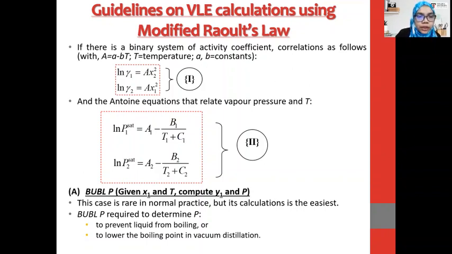Okay, we first move to the bubble P. So we need to find the P here, and the given is the composition in the liquid phase. The main purpose of solving the bubble P is to determine the pressure required to prevent the liquid from boiling, or when we design the distillation column, and to determine the pressure below which we lower the boiling point in vacuum distillation.